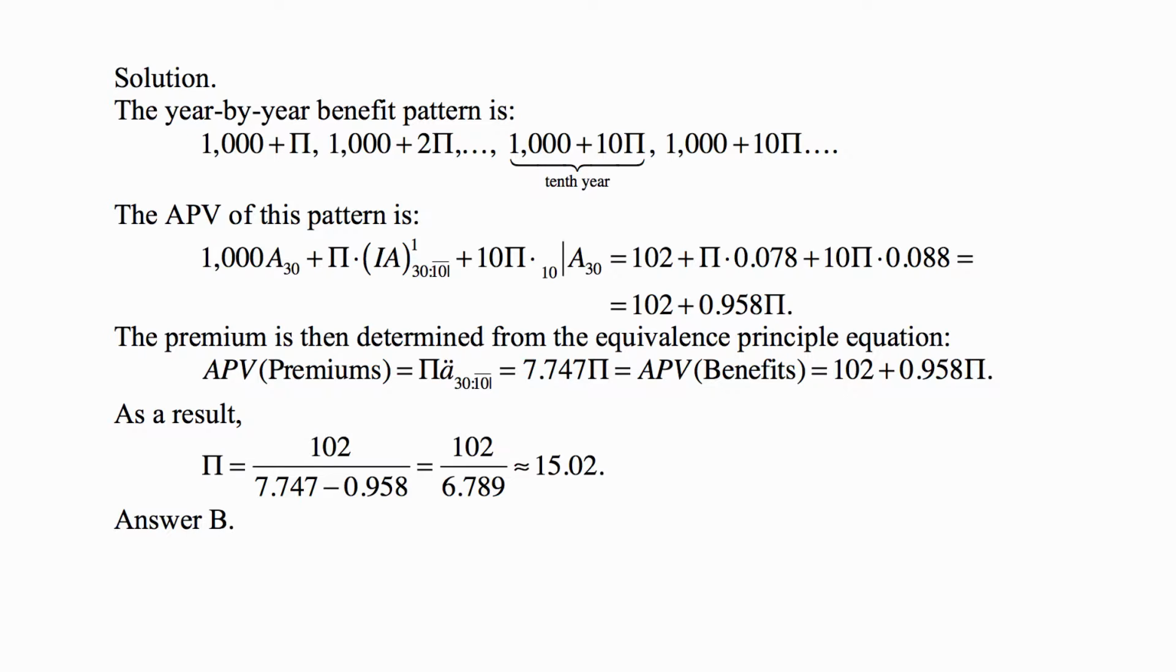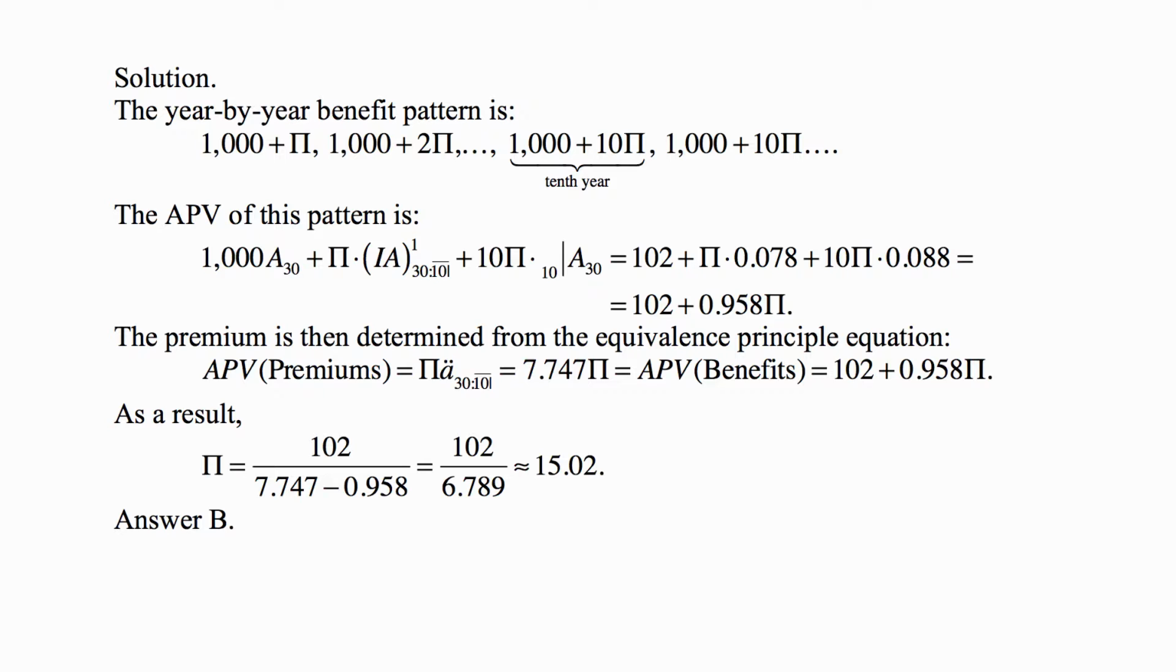The actuarial present value of this pattern is 1,000 A30, because there's 1,000 paid at the end of the year of death for death at any time, plus increasing 10-year life insurance on a 30-year-old multiplied by Pi, a multiple of a standard increasing policy, and then a whole life policy deferred for 10 years for 10 Pi, paying at the end of the year of death. So the first payment for this one would come at time 11 if the person dies in that year, in the amount of 10 Pi.